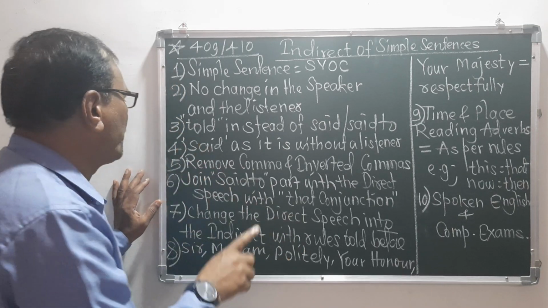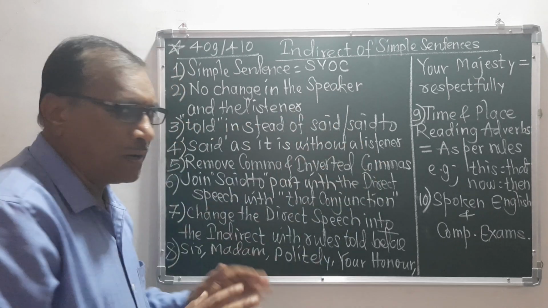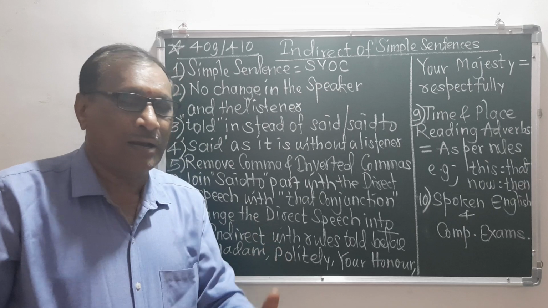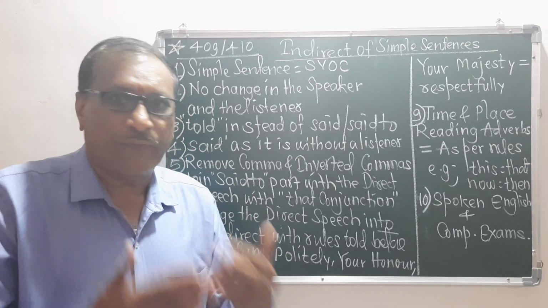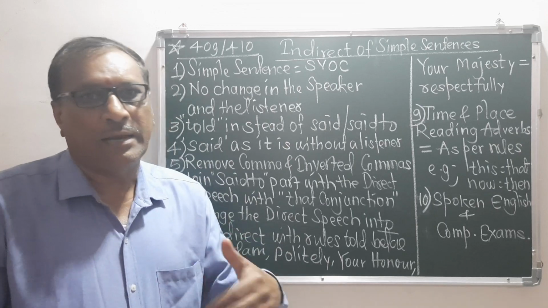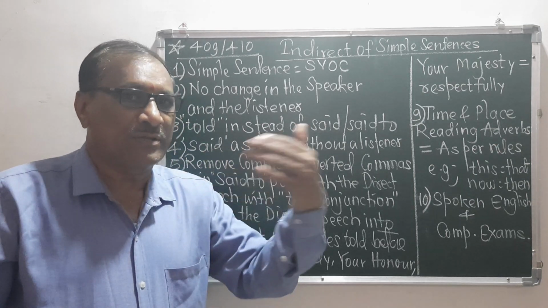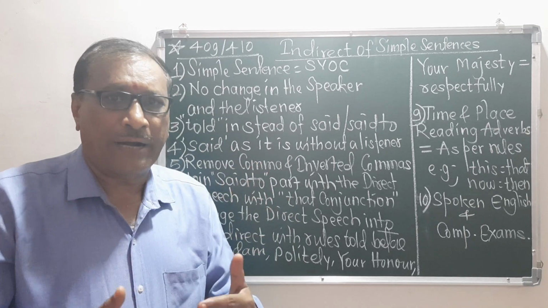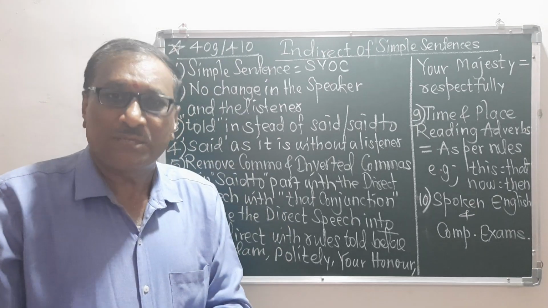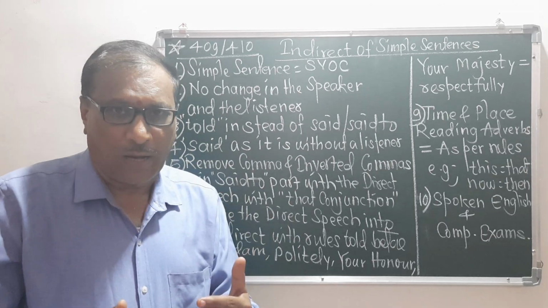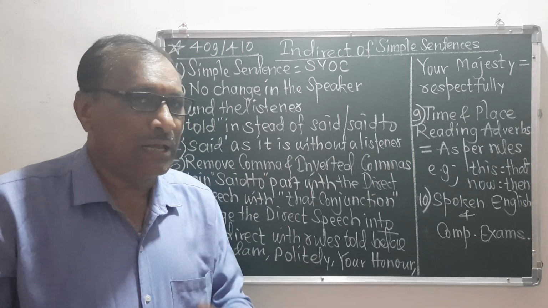Then the fifth rule I will tell you is: remove comma and inverted commas. Remember, in the direct speech there are always the comma and inverted commas. When the direct speech begins, it begins with the comma and inverted comma, and there is the full stop. So I will say, Ramesh said to Umesh, comma, inverted comma started, I am going to the market, comma, inverted comma closed, full stop. This is the direct speech, started with the comma and inverted comma. And when we make the indirect speech of the direct speech, we should not put that comma and inverted comma there.